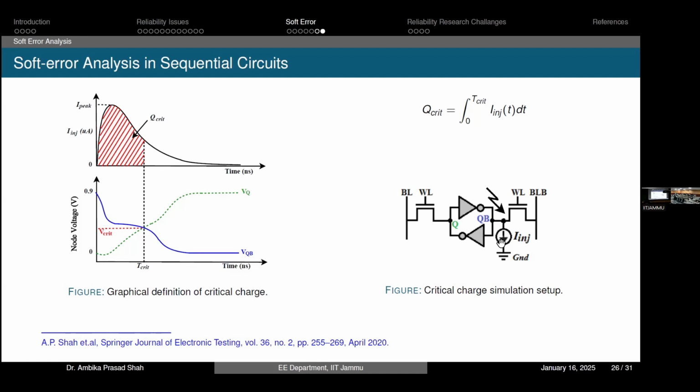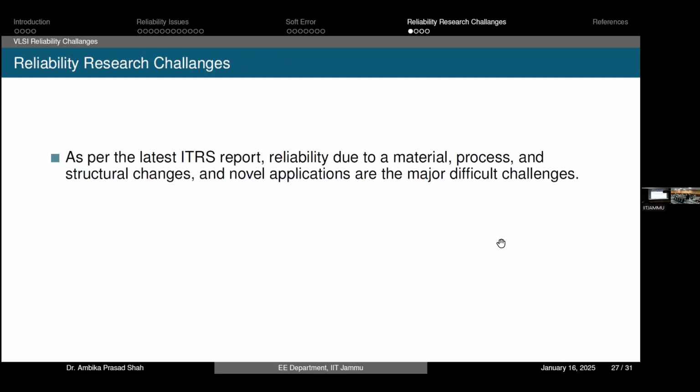Okay. So, yes. Now let us talk about the challenges. What are the various challenges in reliability? Okay. Reliability and security are 180 degrees out of phase, right? And I'm covering both the things.